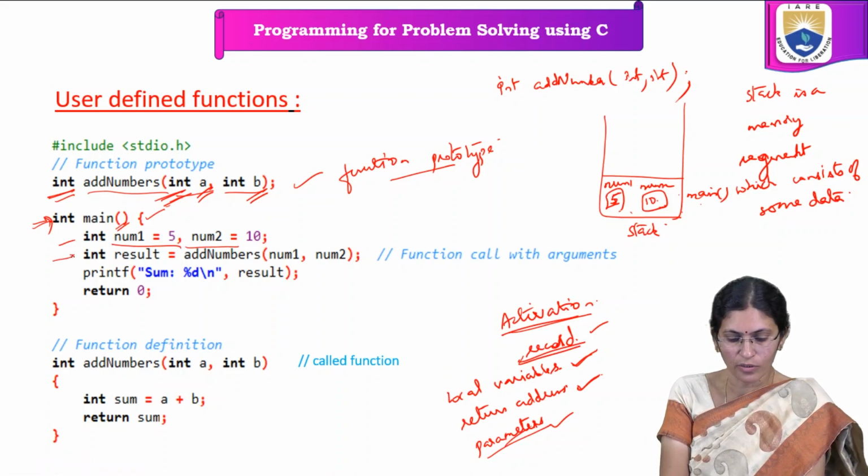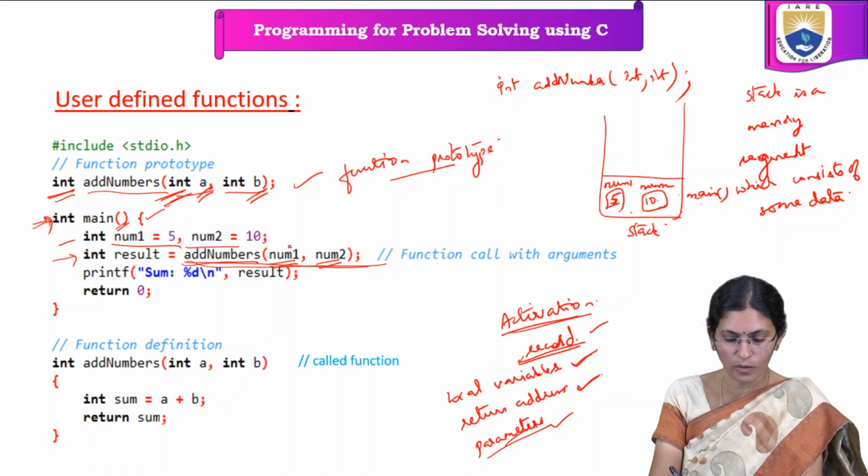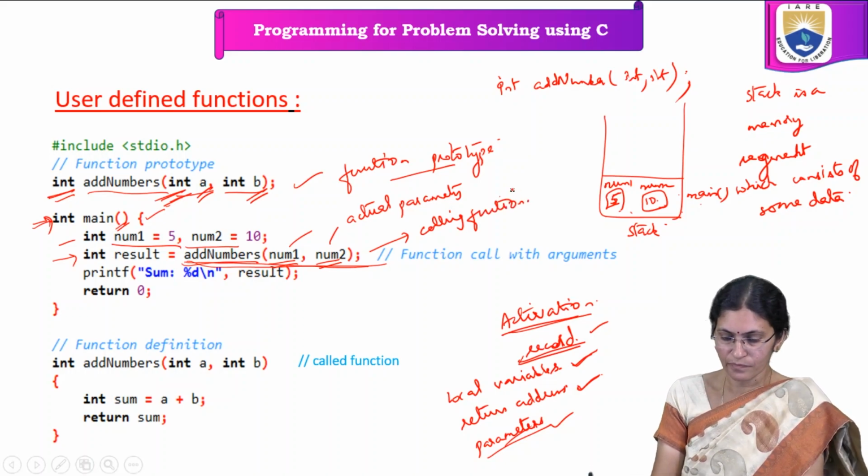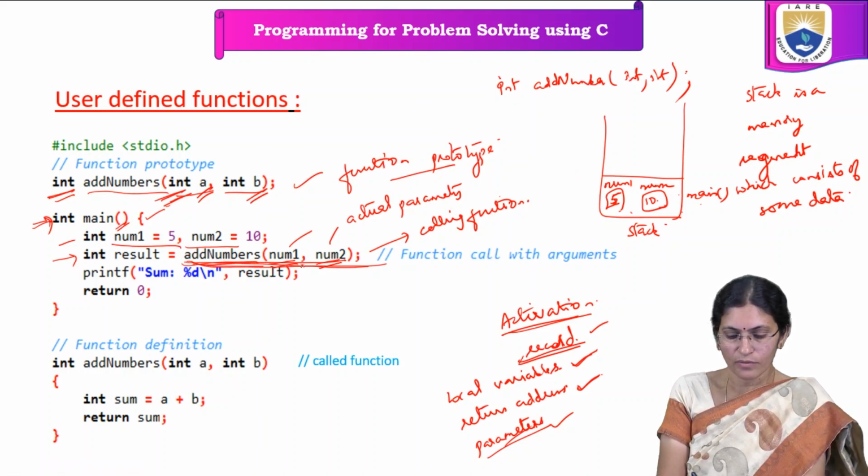Next, whenever the control is transferred here, there is a function call. A function call is done by specifying the name of the function, and inside it takes two arguments or two parameters. These are called actual parameters, and this function is called the calling function. So this is a function call, and the control is transferred to the function definition.